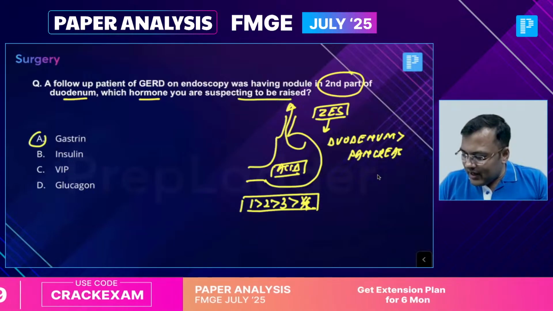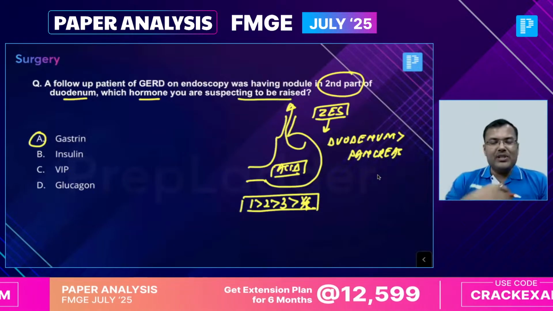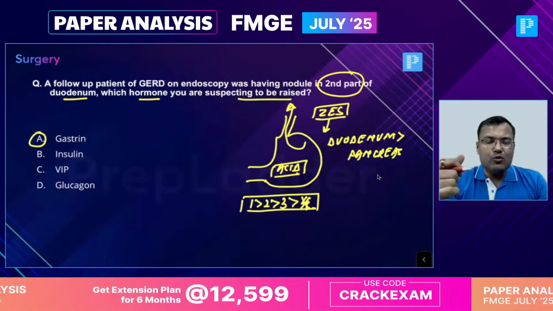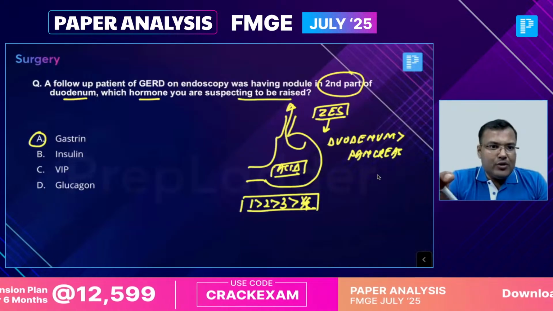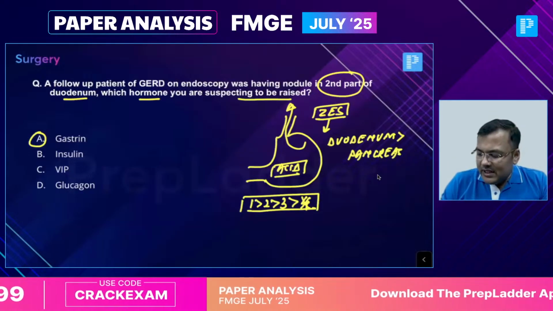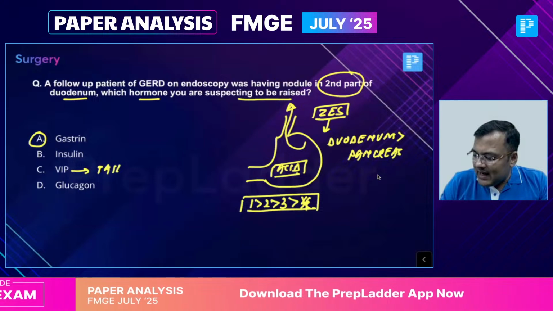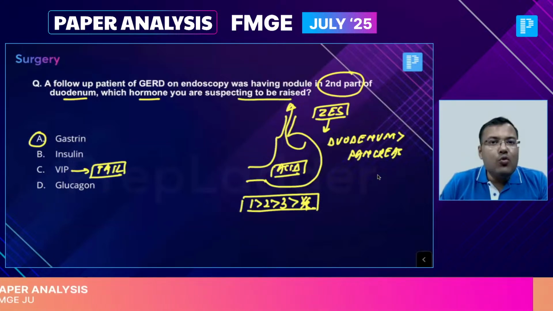So the correct answer here will be gastrinoma. Suppose the patient is having insulinoma. Can you tell me the most common site? It is equally distributed in head, body, and tail. Suppose it is VIPoma. What is the most common site? It is tail.